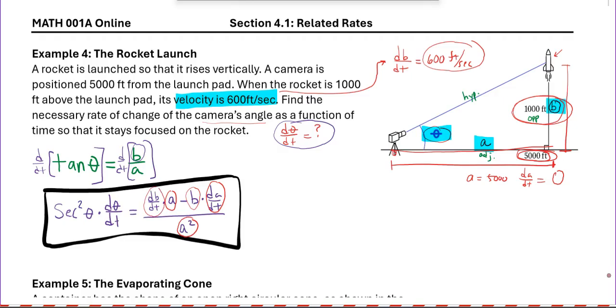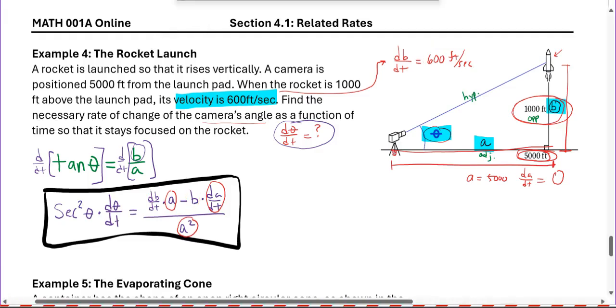On the left-hand side, however, the question, remember, is what is d theta dt? All that's left is to figure out what the angle is, because we have to figure out secant squared of theta. Now, if we look over here at the problem, you can see we do not have theta, so we'll have to do a little bit of work to find theta, and we're going to get that in just a second. Okay, let's start with plugging in what we know.